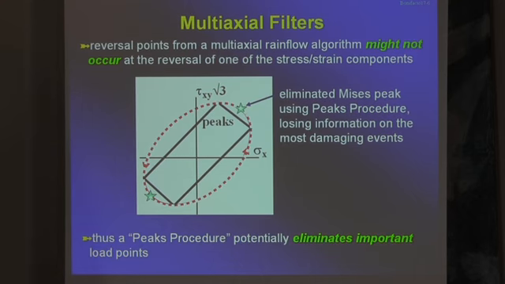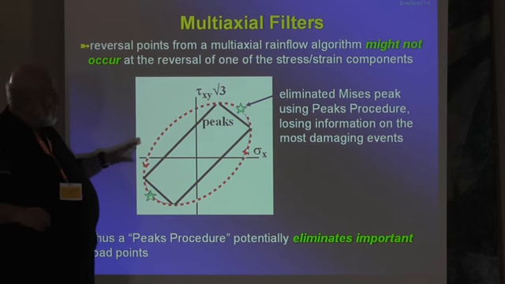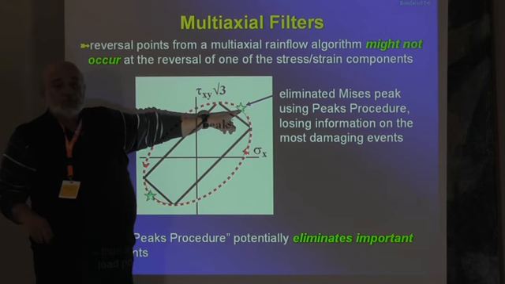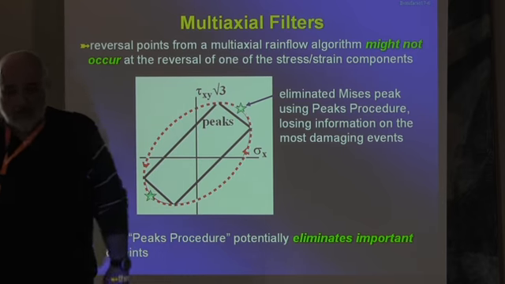This is another example that illustrates that. If you have a load history like this, and you get rid of all the events between the peaks, you simply don't get the maximum damaging event. That's a major issue in multiaxial filtering.